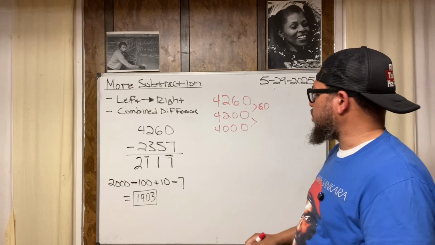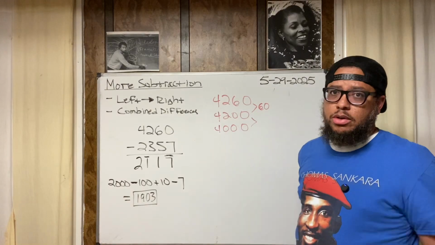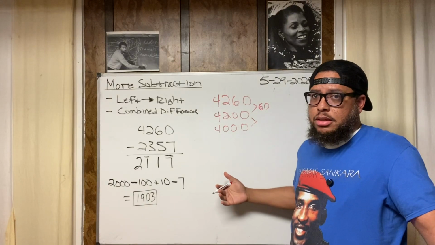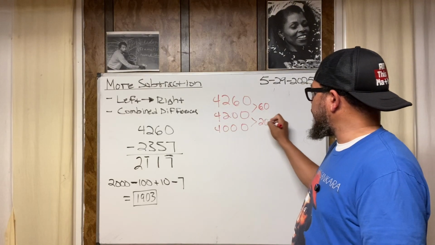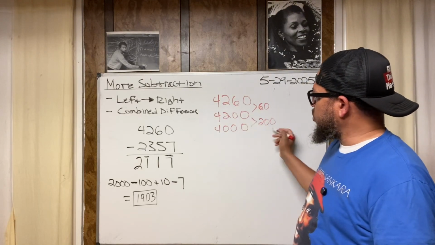Now, why did I pick 4,000? Because it's a number that ends in a bunch of zeros. So it makes the subtraction easy. Again, this is about efficiency and ease. All right. So then I say, the difference is 200. Difference between these two is 200.